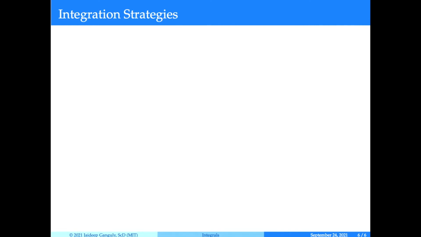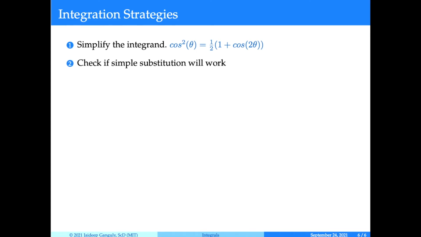We now discuss various integration strategies. The first strategy is to simplify the integrand, which is the function that we are trying to integrate. For example, we can express cos square theta in terms of cos 2 theta, whose integration we can compute. The second strategy is to see if substitution will work. We have seen that before.